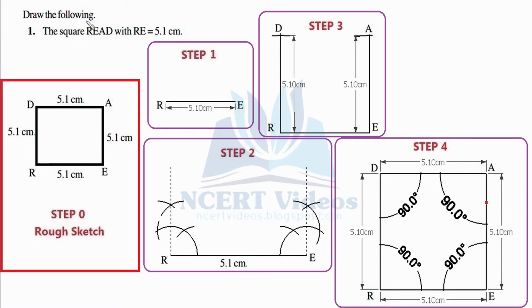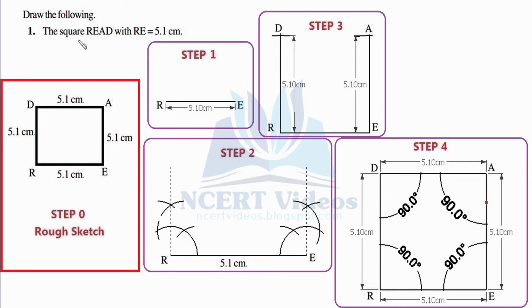Here we are on the last exercise 4.5, chapter 4th, mathematics class 8th, chapter name practical geometry, question number 1st. We need to construct a square whose name should be READ with RE equals to 5.1 centimeter. We have studied in this exercise 4.5 that there are special cases where a single piece of information will be helpful in order to construct the actual figure.